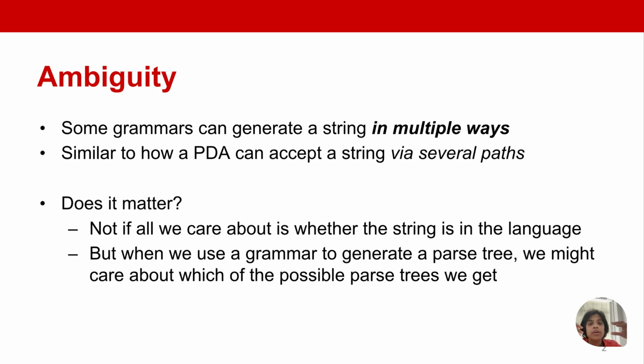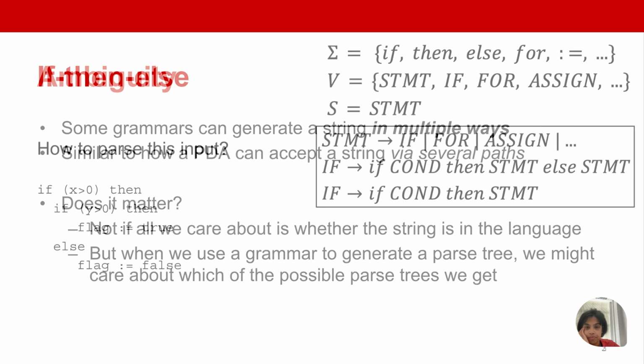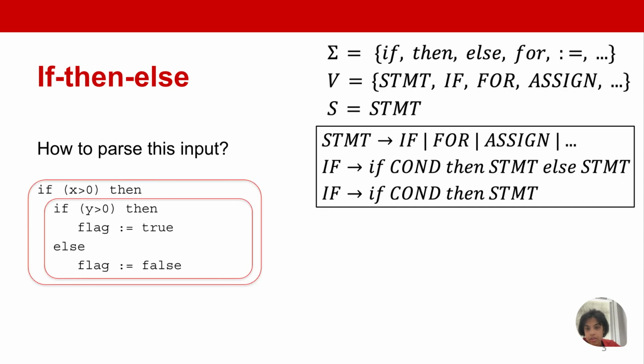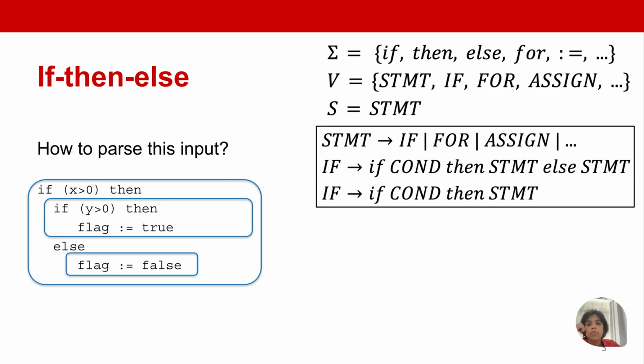Now, if all you care about is whether the string is in the language, then it doesn't matter. When we use the grammar to generate a parse tree, we might care about which possible parse trees we get. And the classic example is, of course, if then else. You have multiple ways to parse this particular input. I could think about that else on the inside, or what if it was an if with an if on the inside and then an else, right? There are multiple ways to do this. We had a homework problem on this as well.